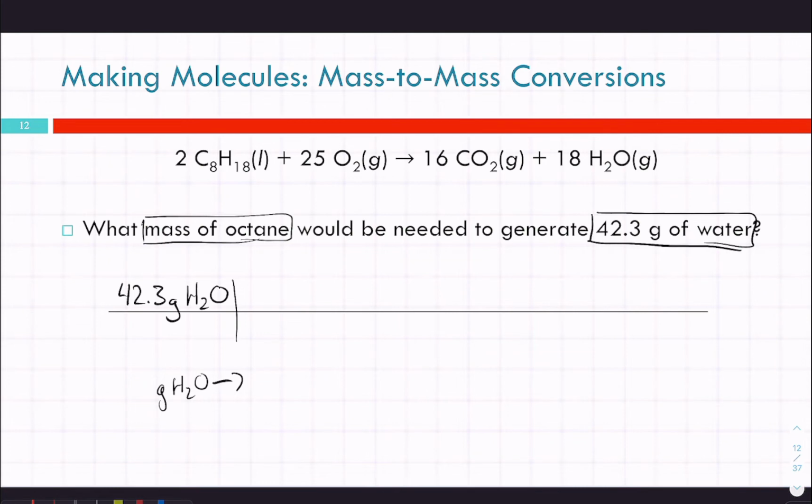And then we'll convert that from grams of water to moles of water with the molar mass. So for water, we have hydrogen and we have oxygen. 2 hydrogens, 1 oxygen. Hydrogen has a mass of 1.01, oxygen's a mass of 16. So it's going to be 18.02 grams per mole water.